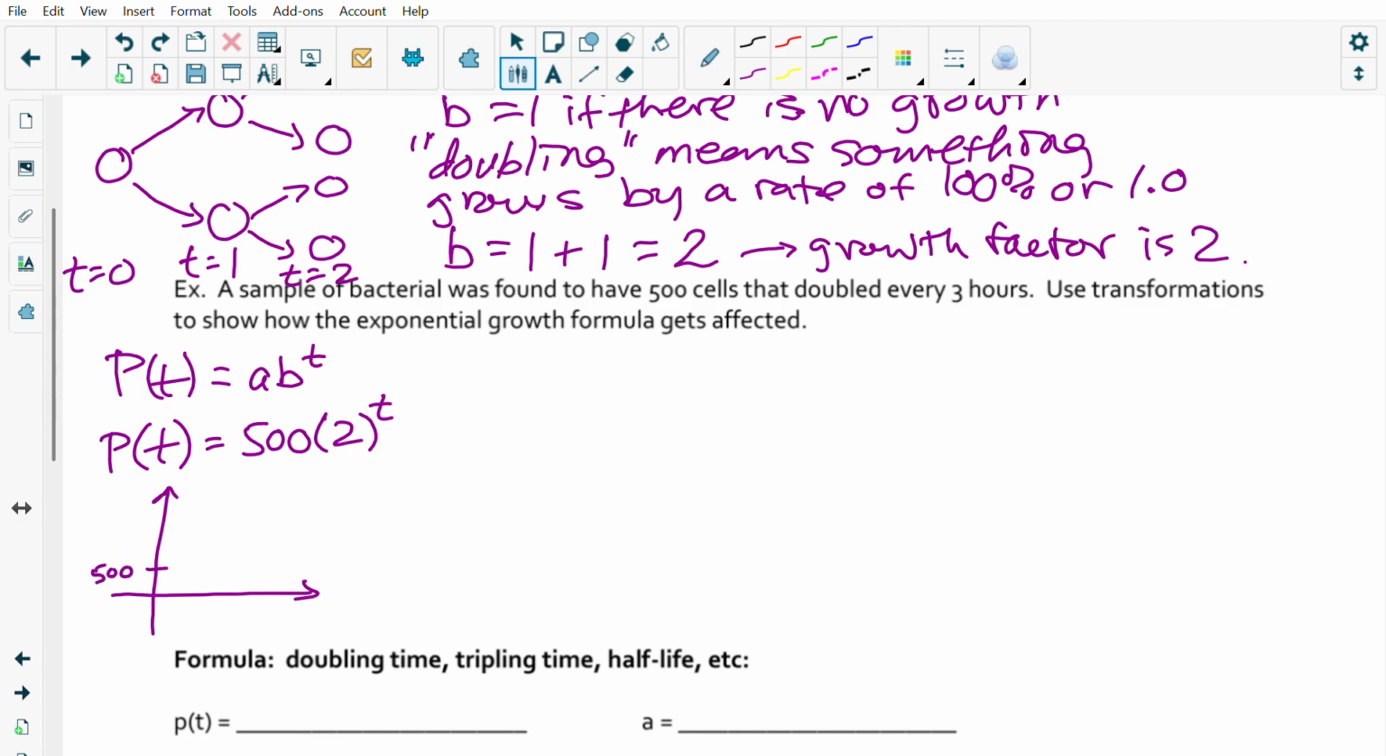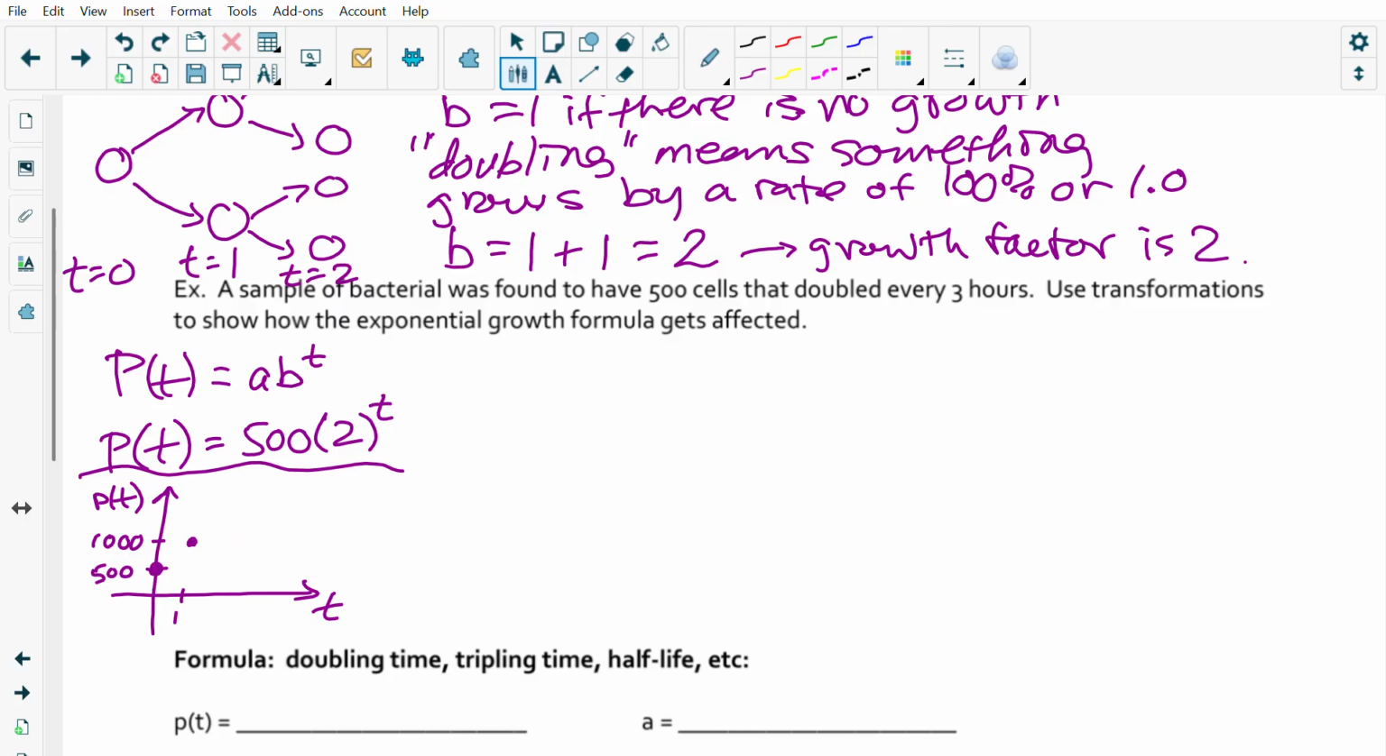So that's 500. Okay. When t is 0, p of t is 500. So this is t, this is p of t, our axes here. When t is 1, well, p of t is 1,000.